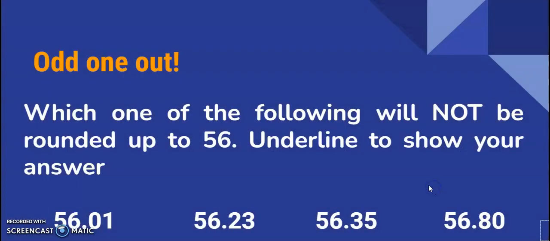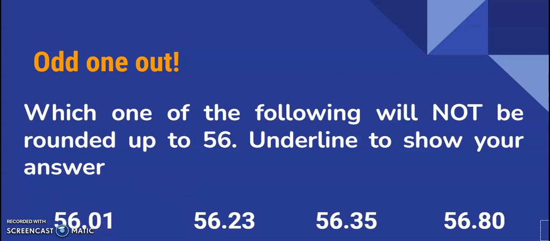Let's solve the last question. Odd one out. Which one of the following will not be rounded up to 56? Underline to show your answer. So students, when you are solving these types of questions, you need to check every number for rounding off, whether it is rounded up to 56 or to some other number.